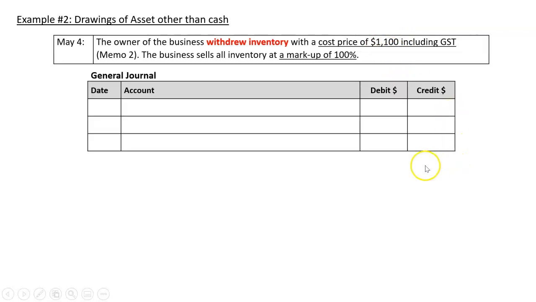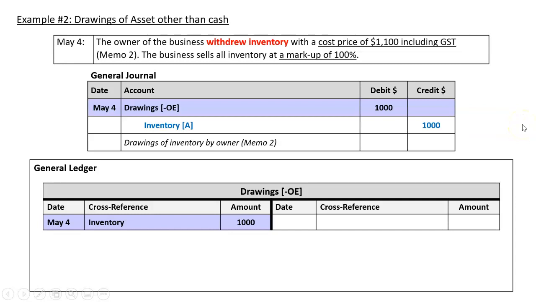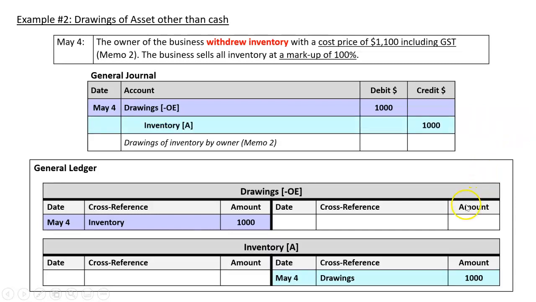So let's do our debits again. We do a debit to drawings, just like we did before. And all we're going to change is the account that we do the credit to. So last time we did bank, this time we're going to do inventory, change our narration, drawings of inventory by owner, memo 2. And then we post to our general ledger. So we've got a debit to drawings, just like we did before, and a credit to inventory. So the only change here was instead of going to bank, we went to inventory, and that means we would need to change our reference here for drawings.